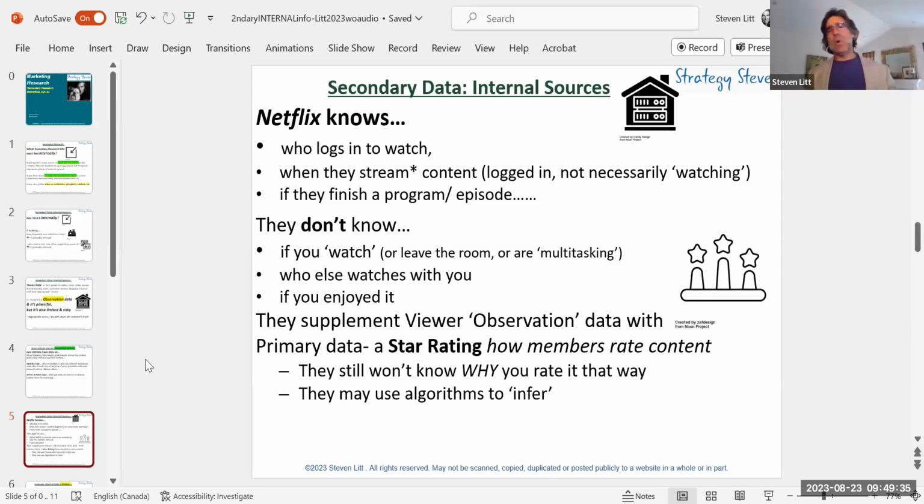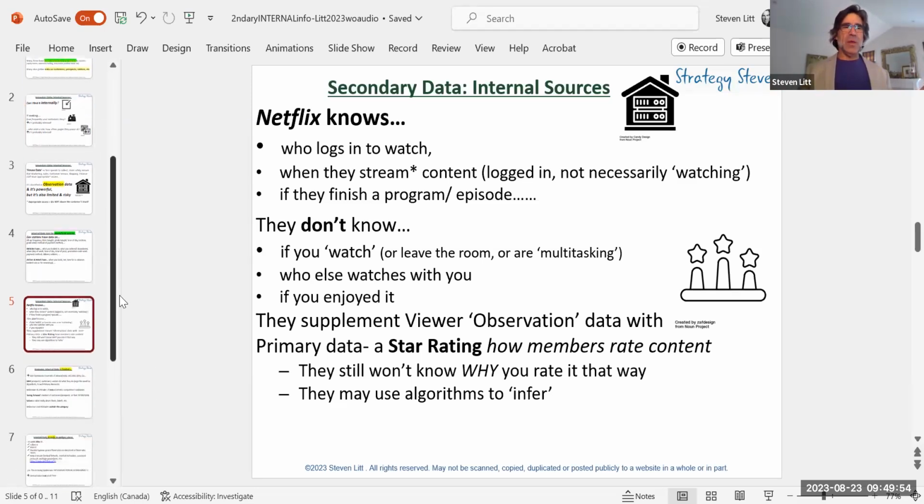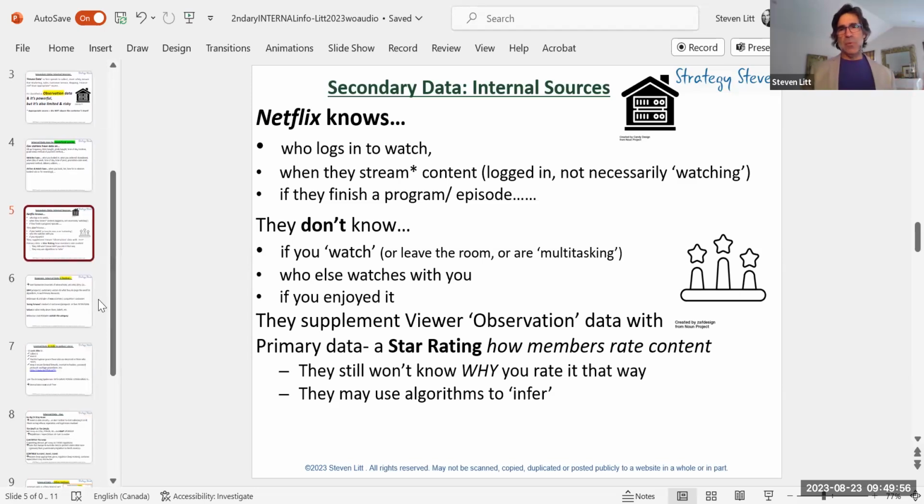So that's why they try to get around that limitation of observation data by adding new primary data. In other words, that little star rating at the end, they are looking for how much you enjoyed it. However, think about it. They still won't know why you enjoyed it. And so they might have to use some algorithms or do further primary research to get that kind of insight.